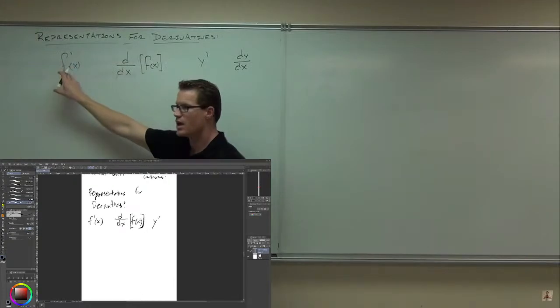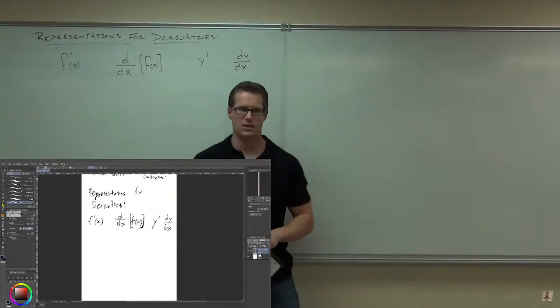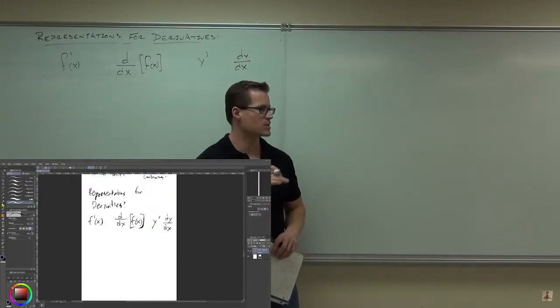So we have a function notation, and we have our y notation. We have f prime of x or y prime. We have df dx or the d dx of f of x, or we have dy dx. They all mean a derivative. Basically, yeah. You probably stick with one version for a problem.